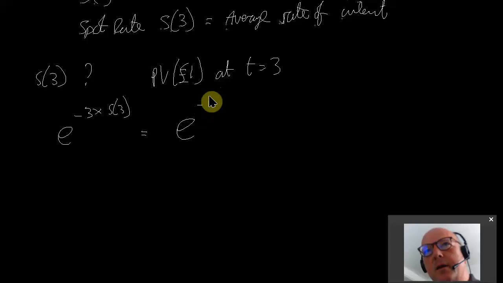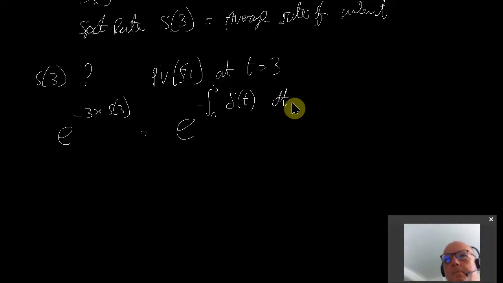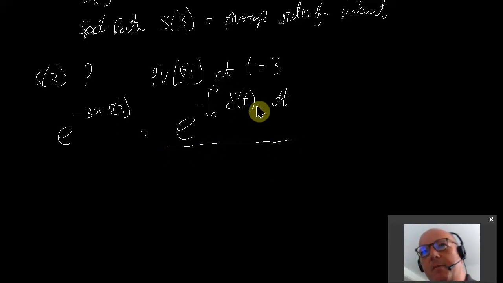e to the minus the integral between 0 and 3 of the actual force of interest, dt. So this is the strict definition. With the force of interest at every single instantaneous point of time, we can calculate exactly what the present value is. But sometimes we just want to know what the basic discount rate is over that period of time, in which case we assume that the interest rate is constant and we multiply by the time.